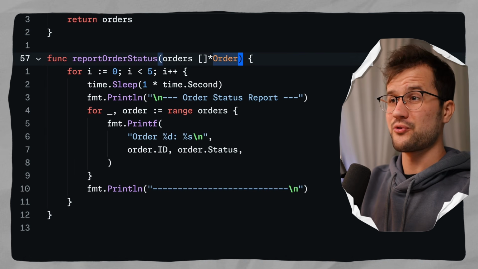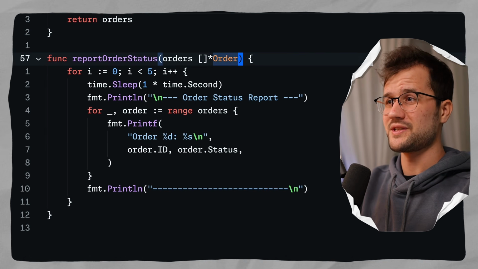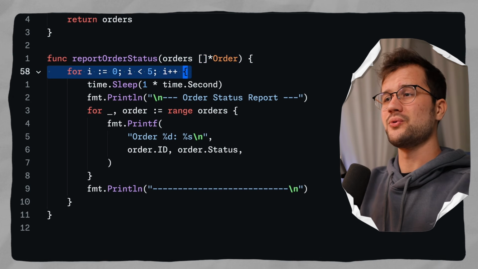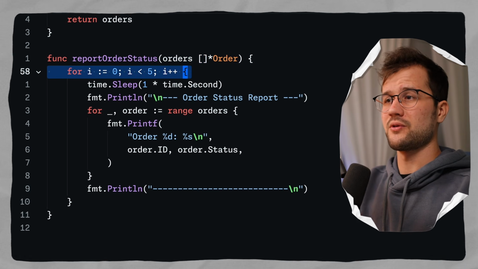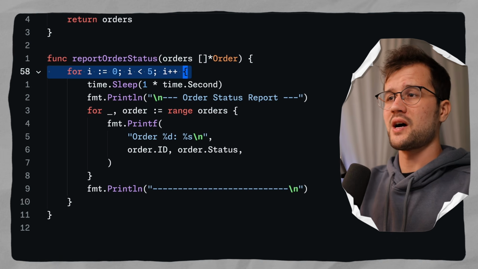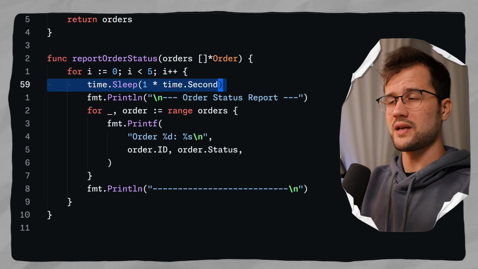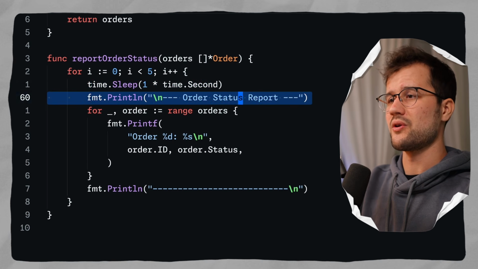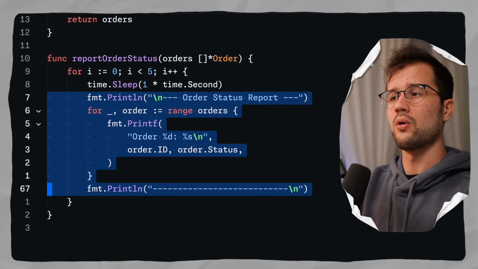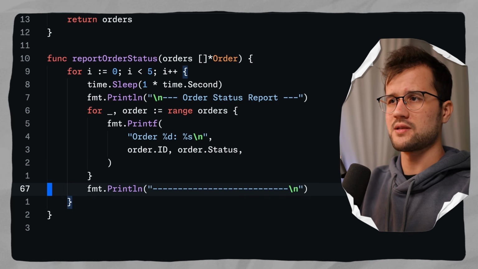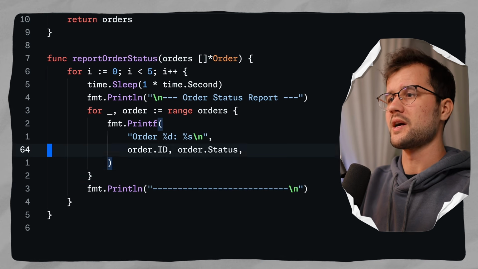And again, I'm just going to create a basic utility function to print our orders here. This now is pretty basic to understand, pretty simple. It's called report order status. In the end, it is going to loop over 5 times, so it's going to print 5 times the order status. Then we're going to sleep for 1 second each iteration, and then we're going to print the status of all our orders, right? There's no real fancy logic here, so I'm going to skip further explanation.